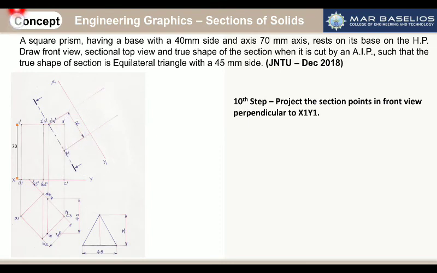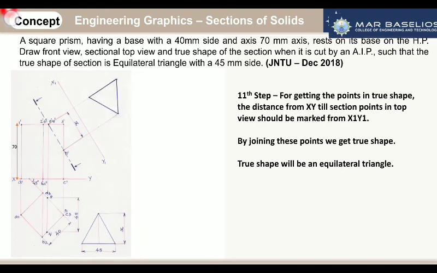And then you have to find the true shape. For getting the true shape, the distance from xy till the top view points should be marked from x1 y1. That is, the distance from xy till P has to be marked from the x1 y1 line. And we will be getting the true shape like this. Here we will be getting P, here Q, and here R. Since the altitude of the equilateral triangle is x millimeter, and since you have taken that distance here, automatically this altitude will be x millimeter itself. And since this length is 45 mm, automatically this length also will be 45 mm. So you will be getting a perfect equilateral triangle of edge 45 mm as true shape.